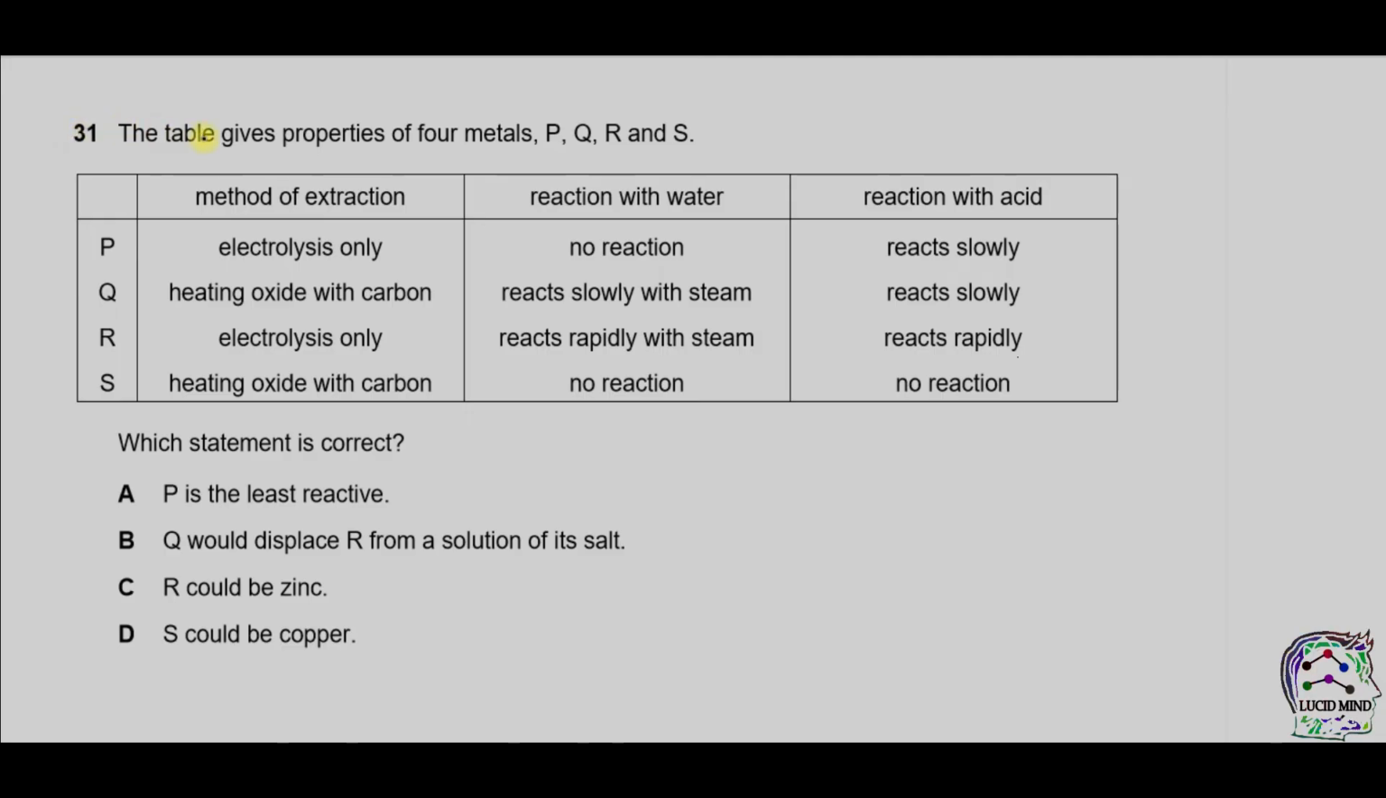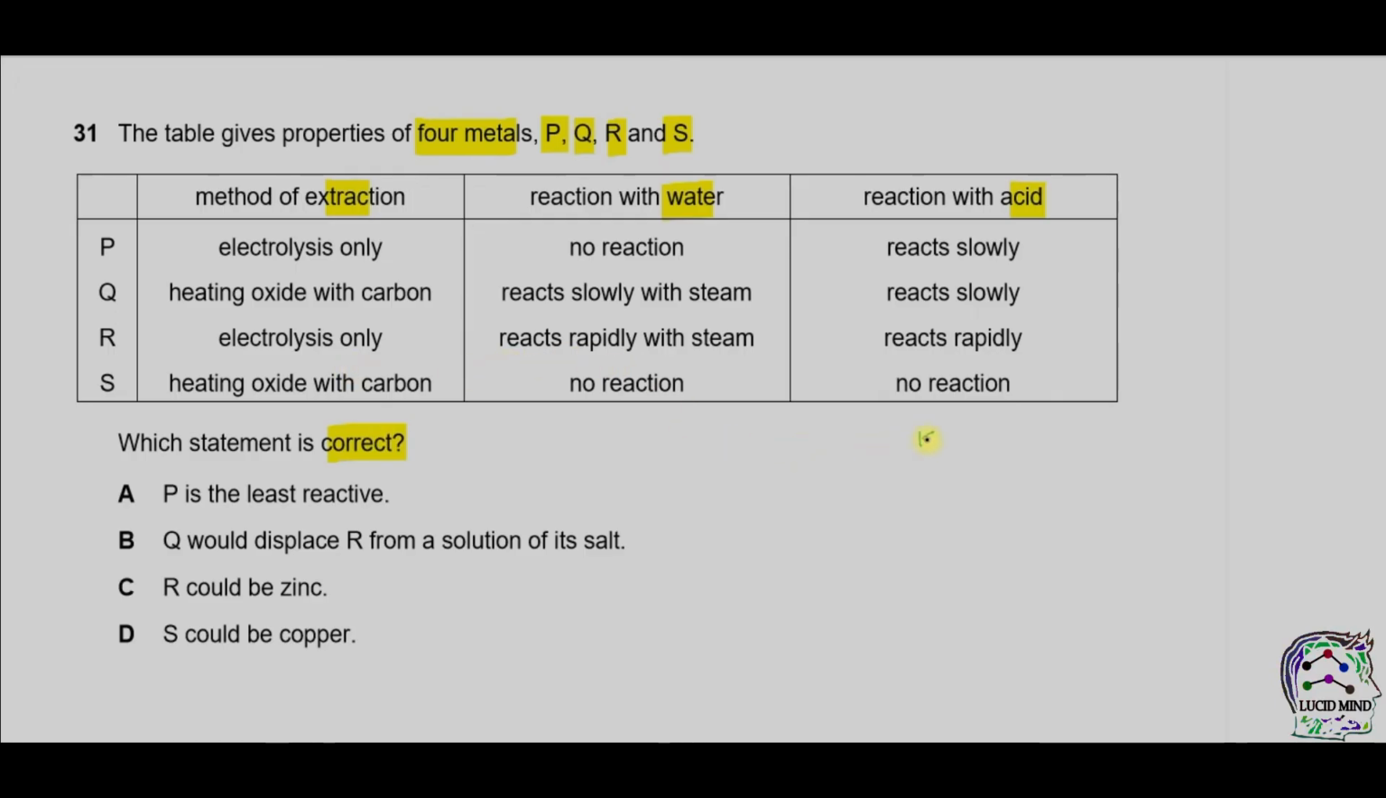Question 31. The table gives properties of 4 metals P, Q, R and S. First is the method of extraction, second is the reaction with water, third is the reaction with acid. We have to find out which statement is correct.